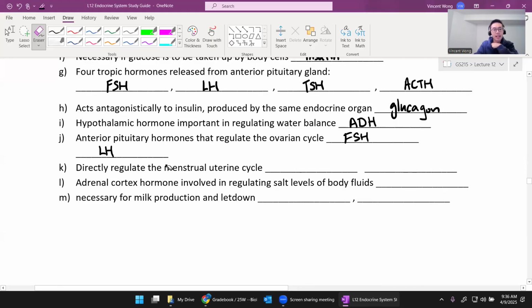Directly regulate the menstrual uterine cycle. So this has a direct effect on the uterus, and it would be estrogen and progesterone. They will both thicken the endometrium in preparation for pregnancy, should it occur. Adrenal cortex, salt level, that's aldosterone.